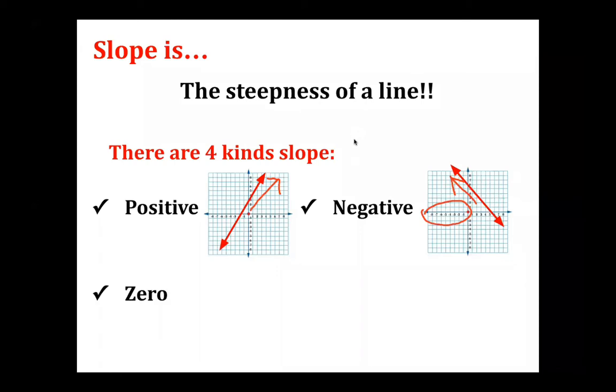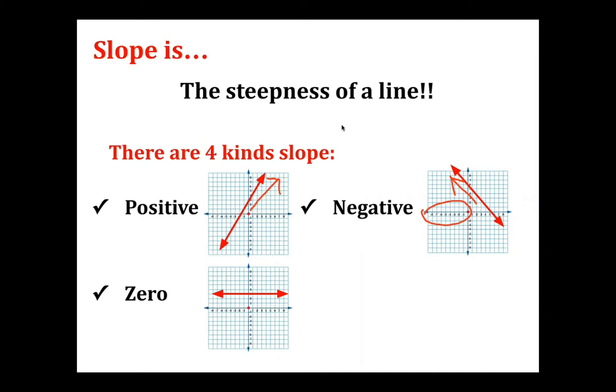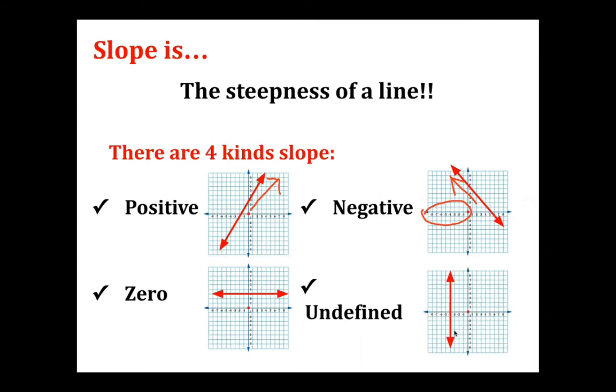You'll also have a 0 slope, which if you recall, the horizontal lines that we went over in the previous lessons, your slope of a horizontal line would be 0. And then an undefined slope, which would be the slope of a vertical line. So always remember your 0 slope is for horizontal lines, undefined slope is for vertical lines, negative slope will go up to the left, and positive slope will go up to the right.